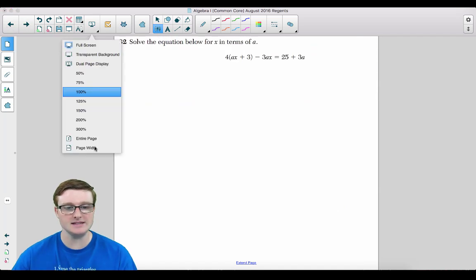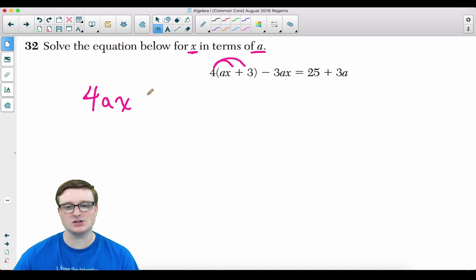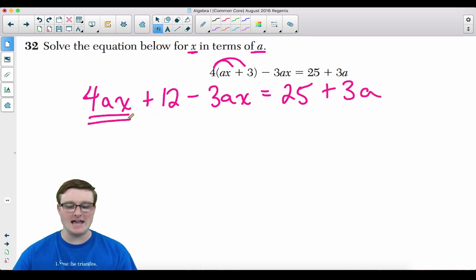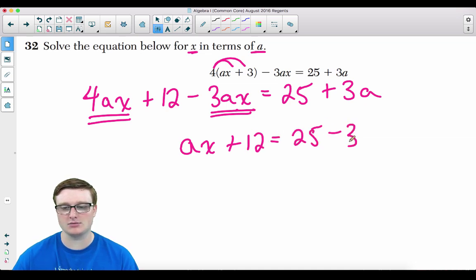32. Solve the equation below for x in terms of a. So solve for x in terms of a. The first thing that we have to do is distribute that 4. We then get 4ax plus 12 minus 3ax is equal to 25 plus 3a. Okay, so the 4ax and the -3ax can combine to give you ax, plus 12 is equal to 25 minus 3a.